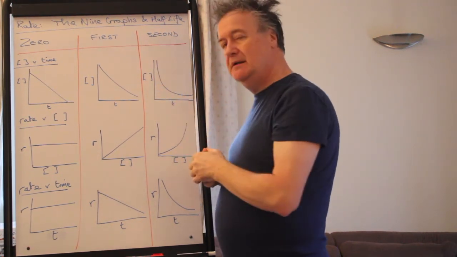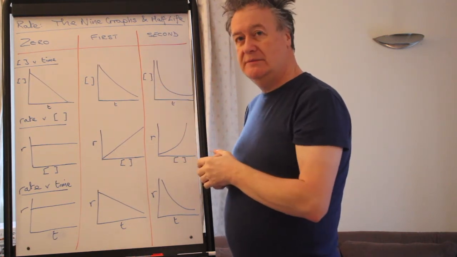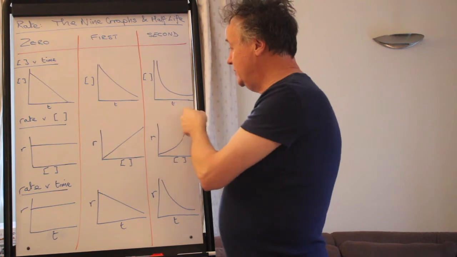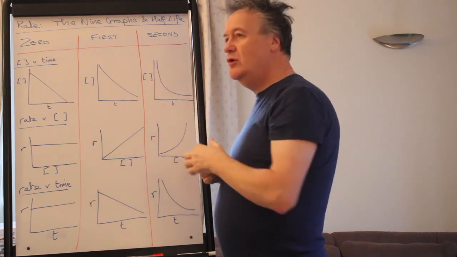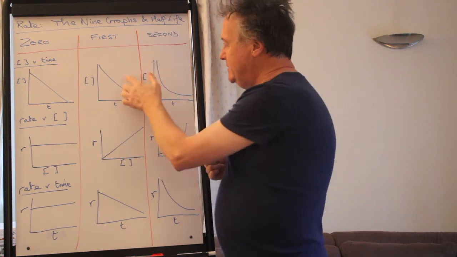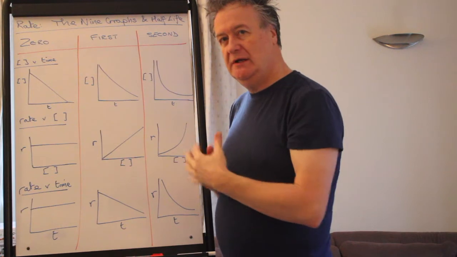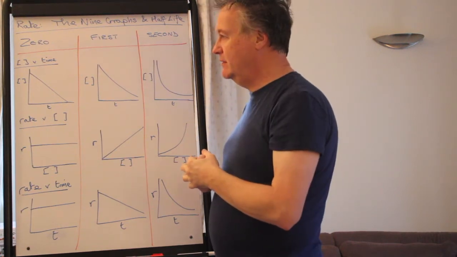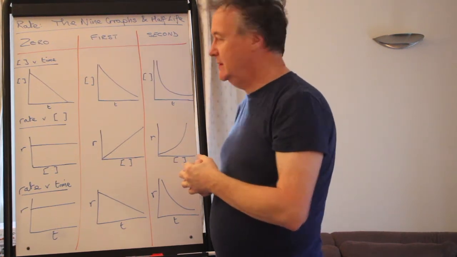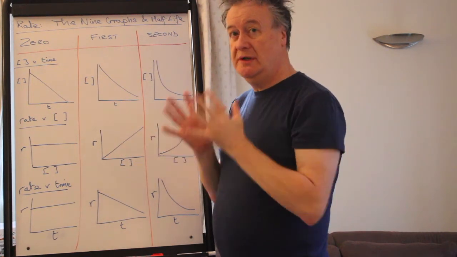This is similar. It is becoming less as a gradient, meaning it is slowing down over time, but it is a more dramatic slowing down. And the difficulty comes in when you plot these, you can't visually look at it and go, oh, that's a first order or that's a second order. So if you plot concentration against time and it's a straight line, you know it's zero order.